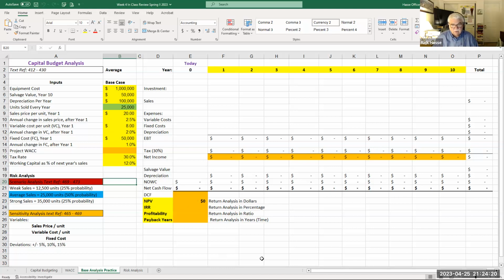And then in our video on Friday, we'll take a look at the risk analysis, the scenario and sensitivity analysis piece of this case number 1, and then of this lecture, of this sample here this week. So that's what we're doing.